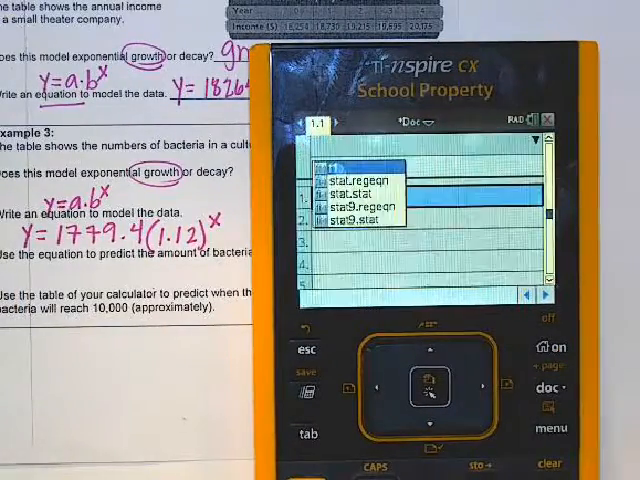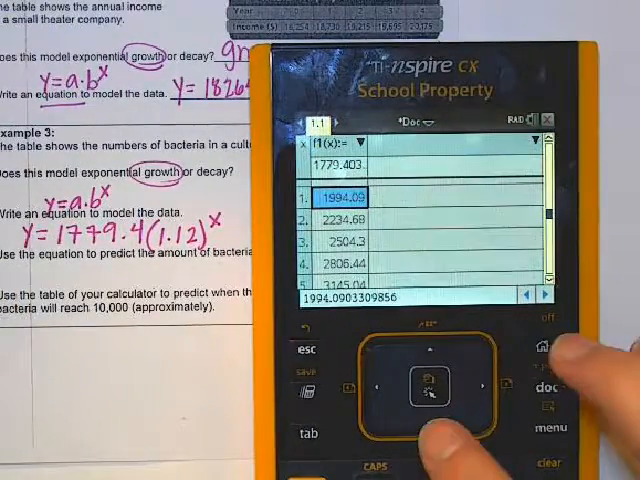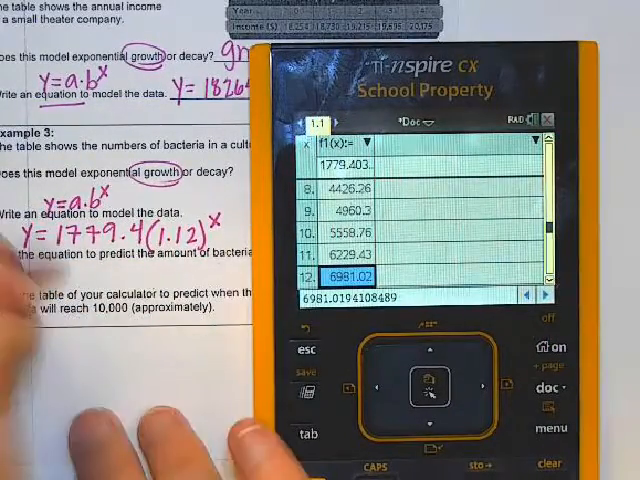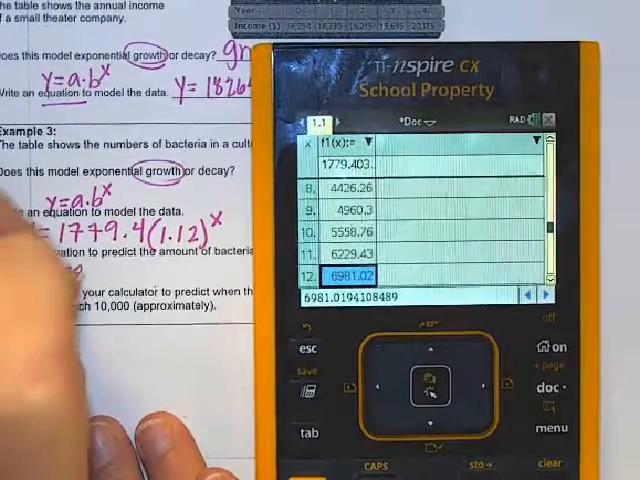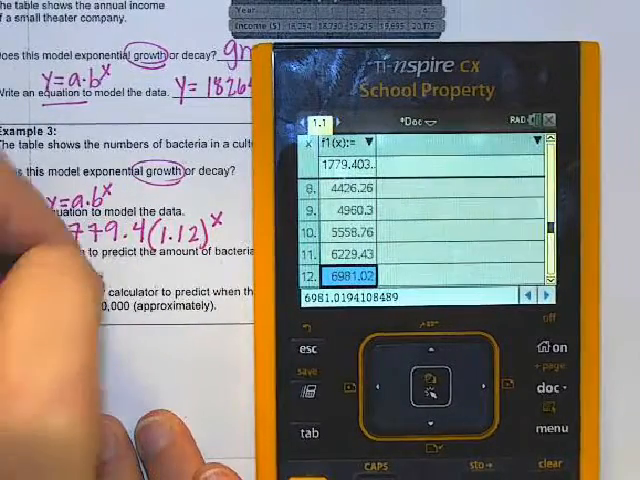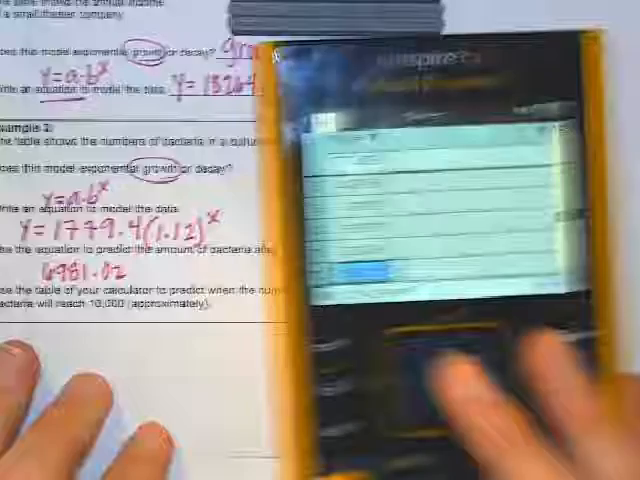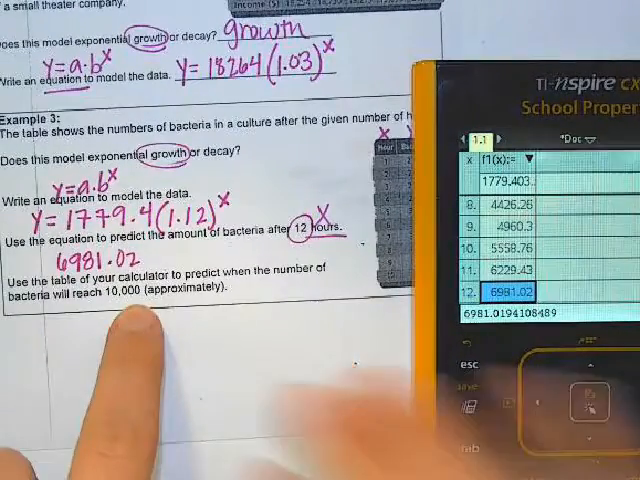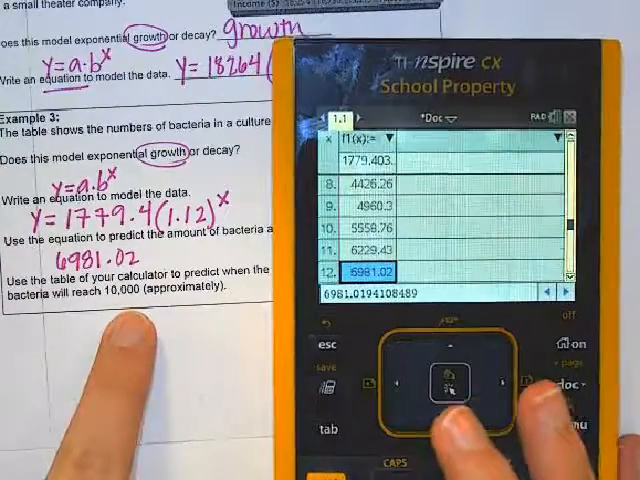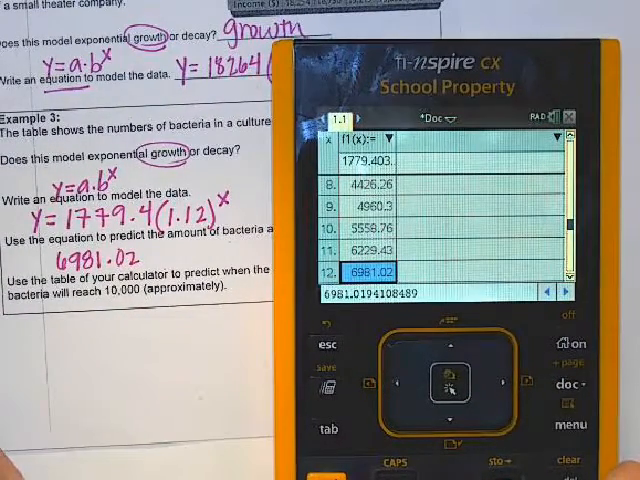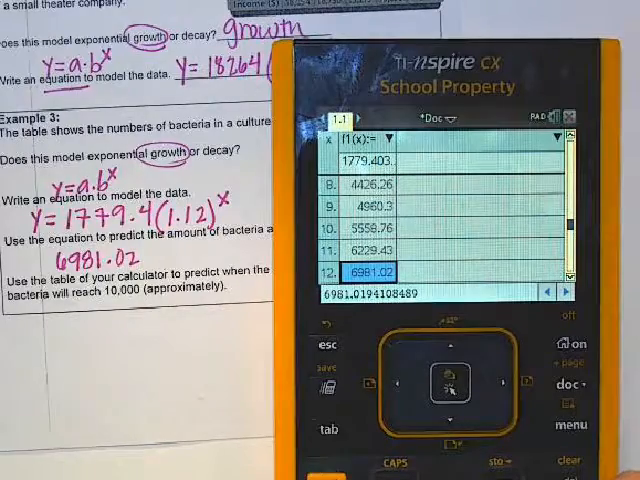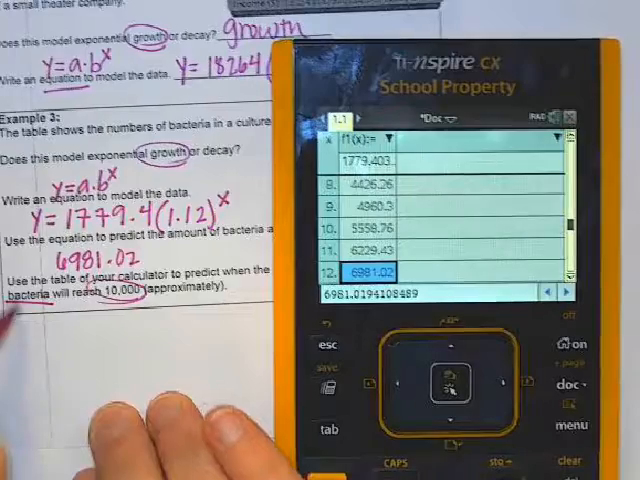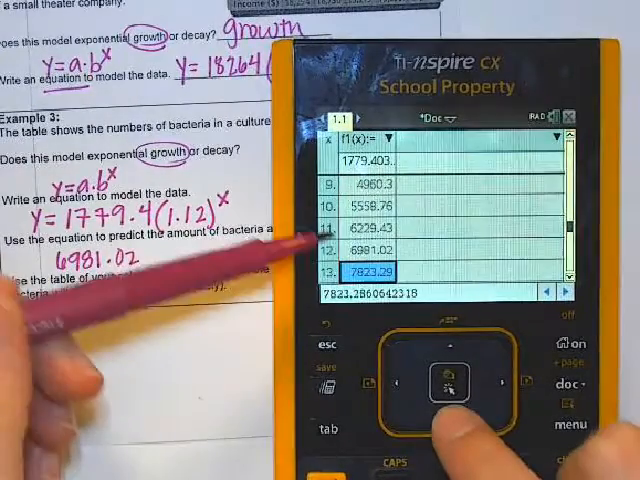Control T, F1, scroll down to when X is 12. There it is. So 6981.02. Then it says, use the table of the calculator, which is where we're at, to predict when the number of bacteria will reach 10,000. So now what do I do? Scroll all the way down to 10,000. To what? For the Y. How do I know Y? Because it says the number of bacteria. So now I'm looking for bacteria, which is Y.